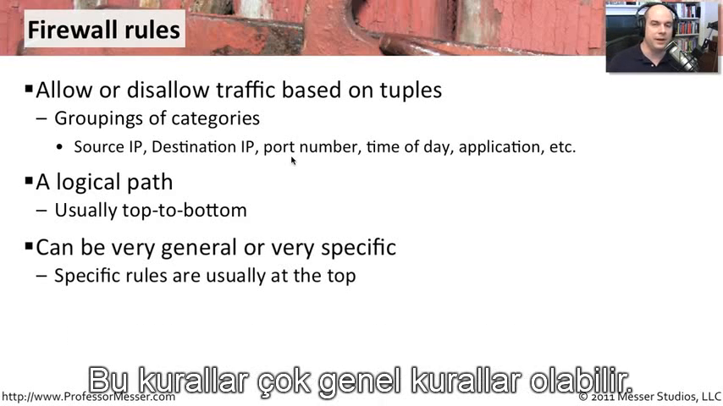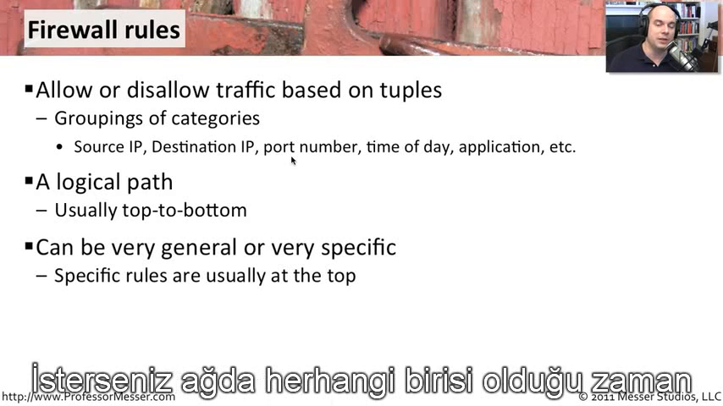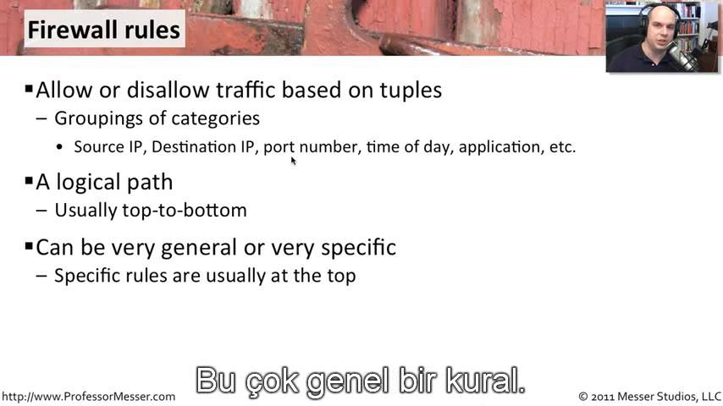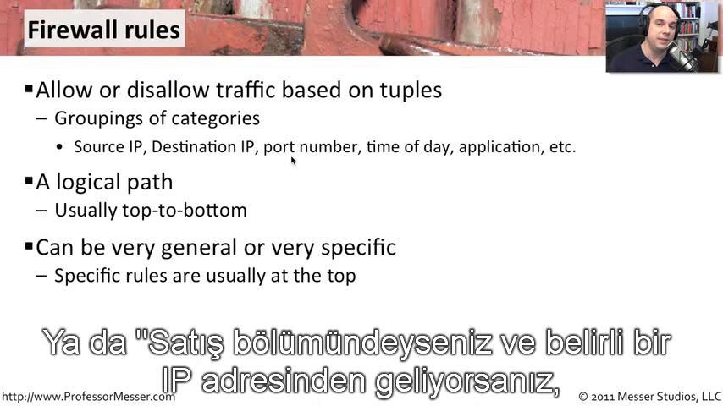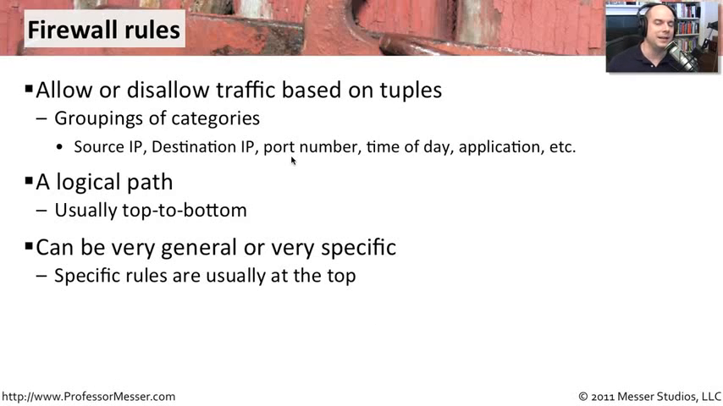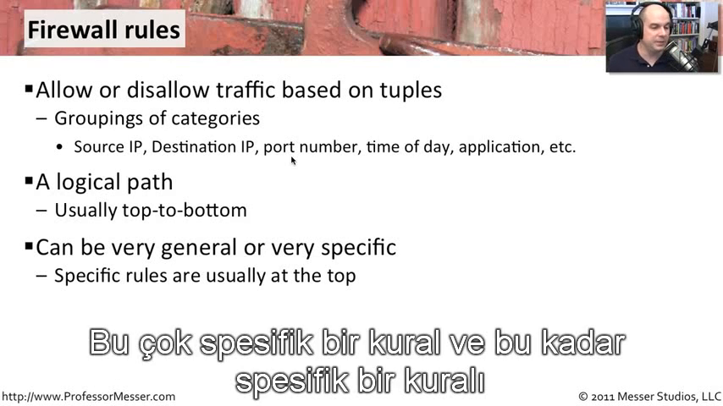These rules can also be very generalized. Maybe you might want to set a rule that says if you're anybody inside the network, you can surf the internet. That's a very general rule. Or it might be very specific, that says if you are in the marketing department and you are coming from a particular source IP address, then you have access to this particular resource on the internet that is at another IP address. That's a very specific rule.